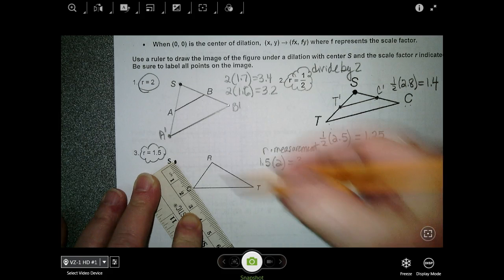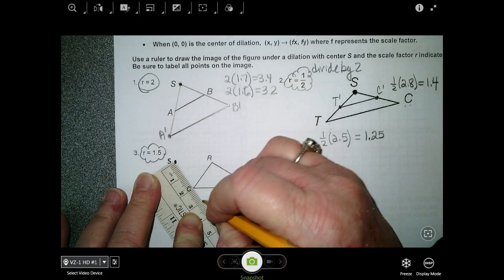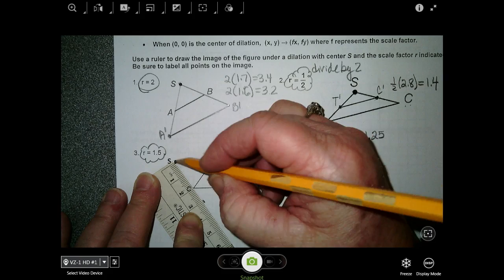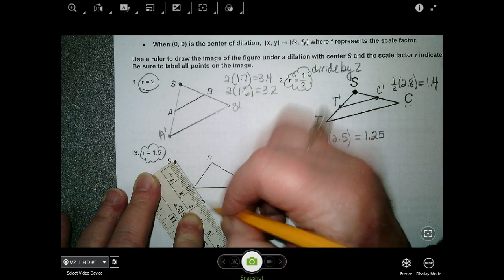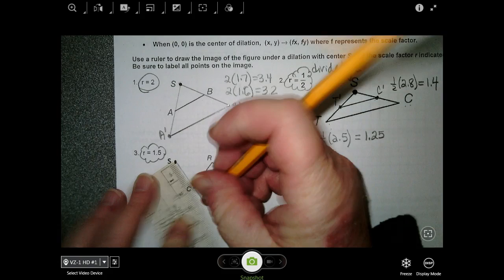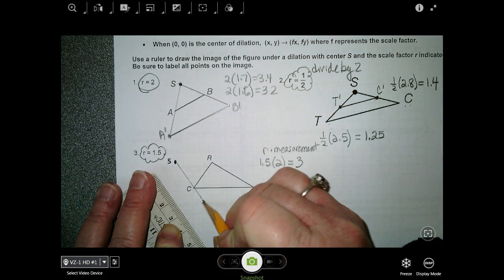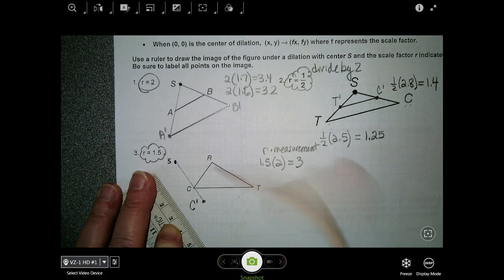Okay, so let's go from the center. We've got to make a mark at 3. Make sure you hold that ruler straight in line. If you want to make lines through S and C all the way to your mark, feel free to do it. Kind of made my mark really big, but don't forget to label that C prime.